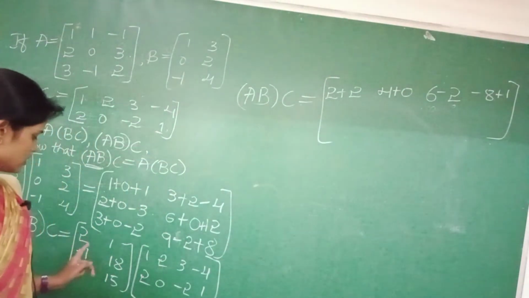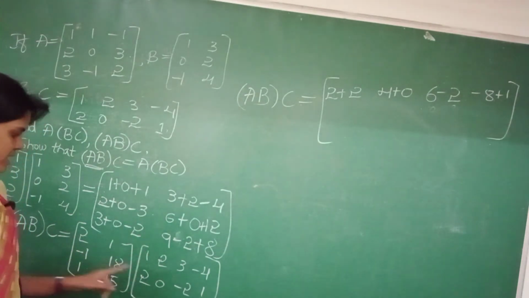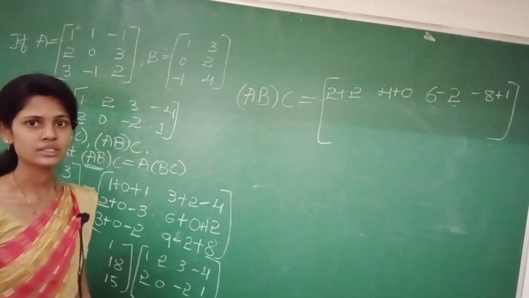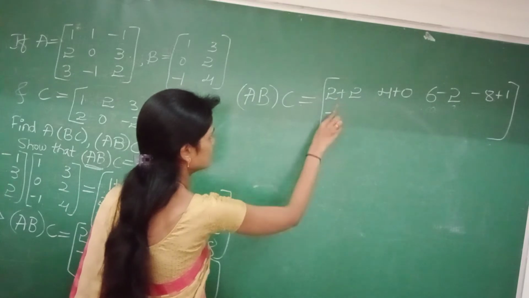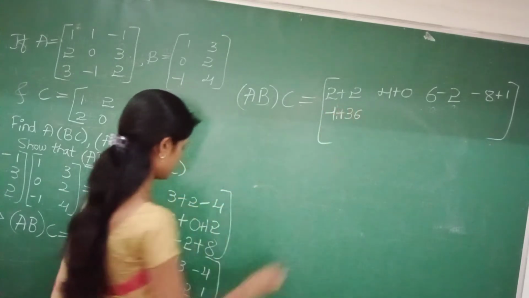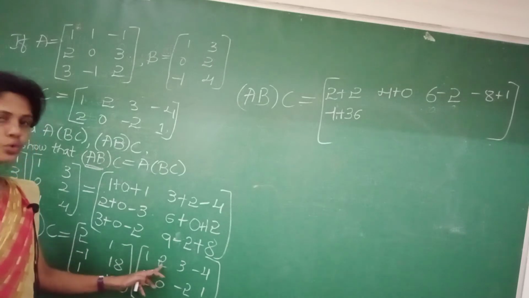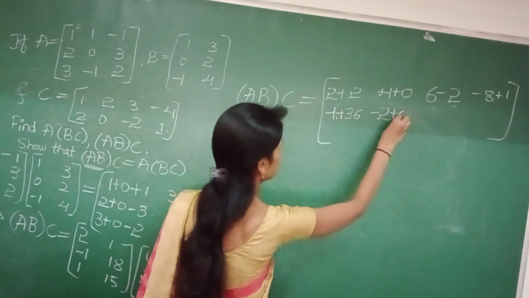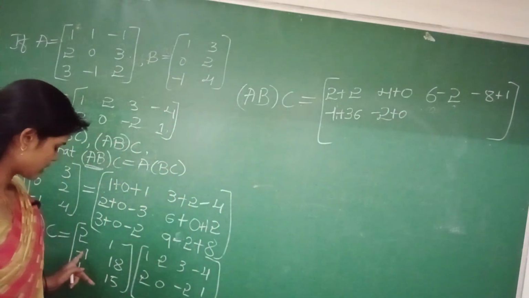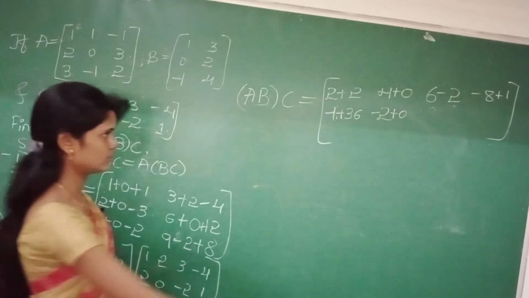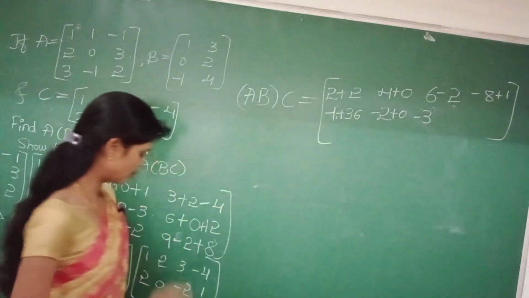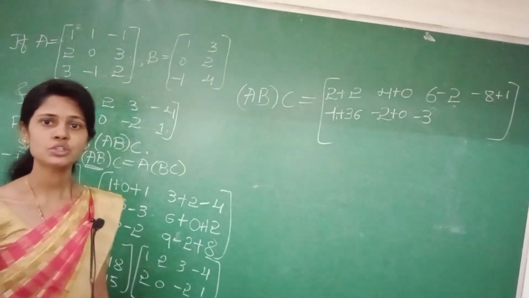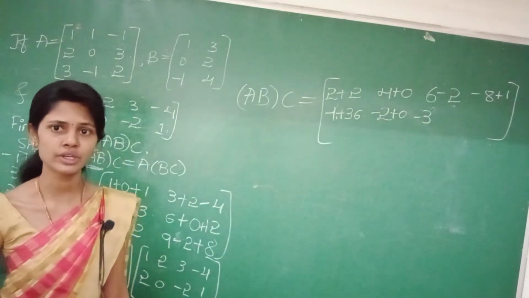Next, second row, first column, minus 1 into 1 it is minus 1 and 18 into 2 it is 36. So minus 1 plus 36. Then minus 1 into 2 it is minus 2, 18 into 0 it is 0. So minus 2 plus 0. Okay. Then minus 1 into 3 it is minus 3. Write minus 3 plus 18 into minus 2. So it is 18 into minus 2 is minus 36. So plus is there. So it is minus 36.